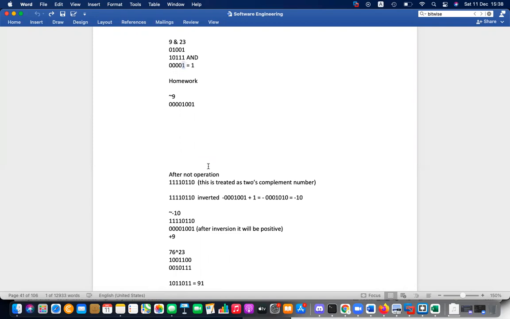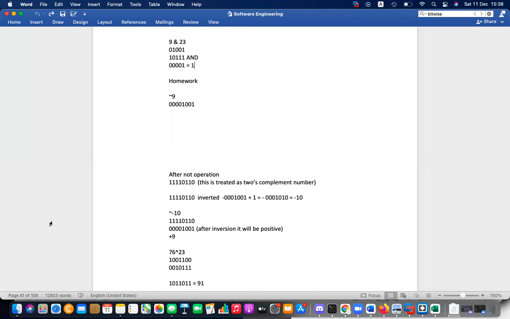Here you have 1 and 1, therefore it's 1. 0 and 1 is 0. 0 and 1 again 0. 1 and 0 again 0. 0 and 1 again 0. So the answer is 100001. So it is number 1.